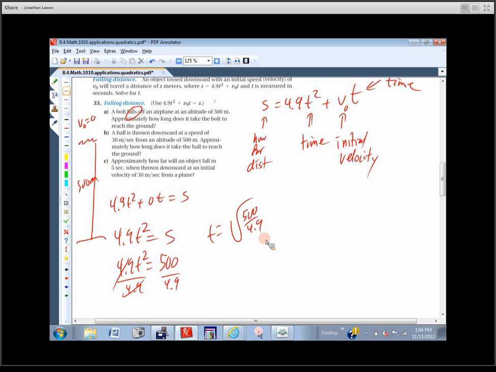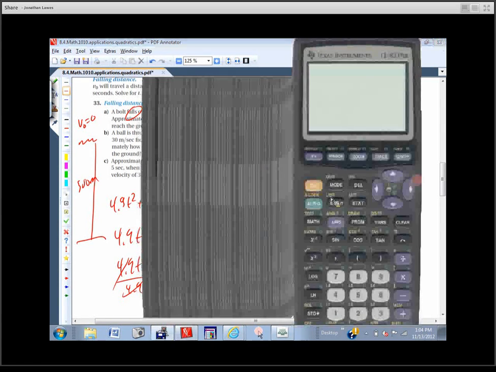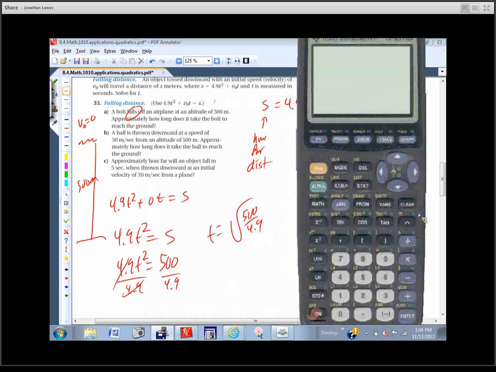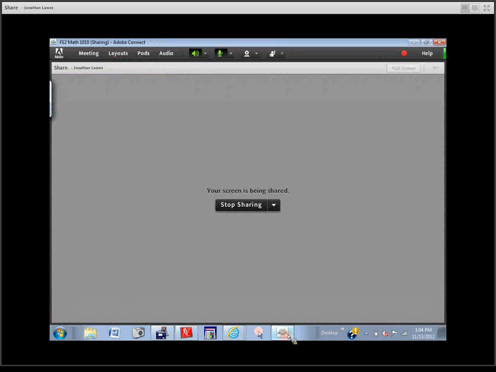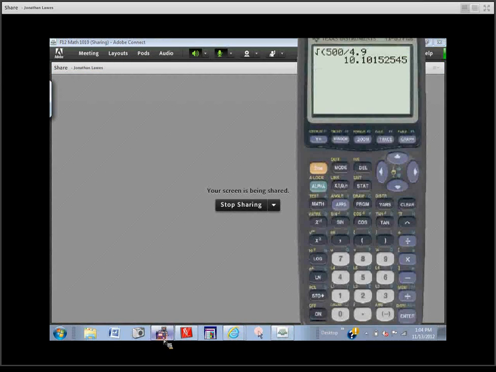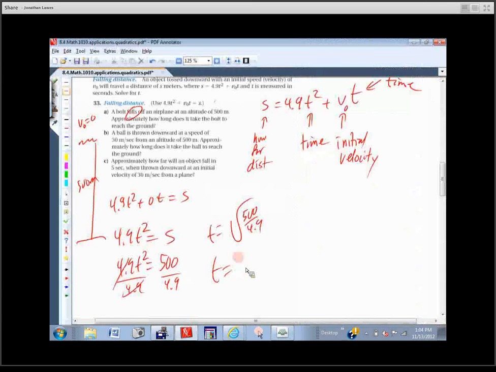Yeah, the t stands for time, okay? So we'll throw that in the calculator. So that's going to be the square root of 500 divided by 4.9. So about 10 seconds. 10.1. 10.1 seconds. There's the answer to the first part.